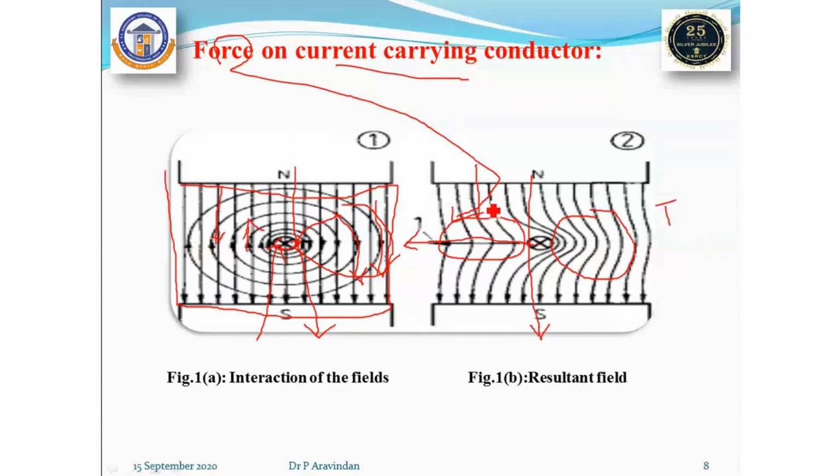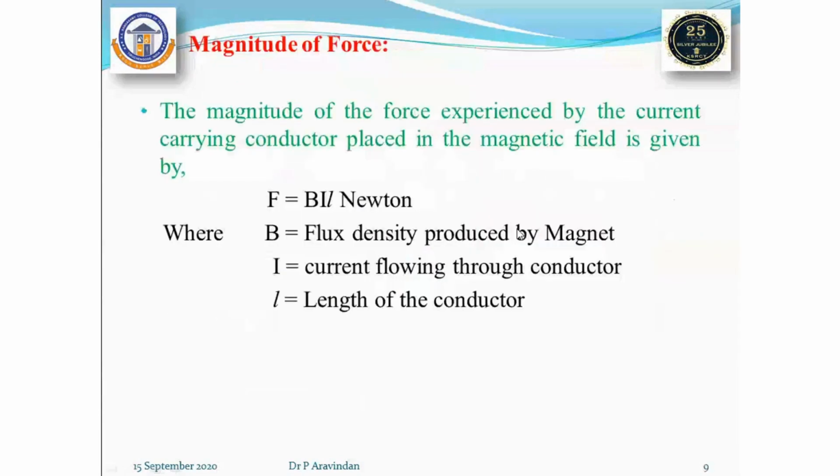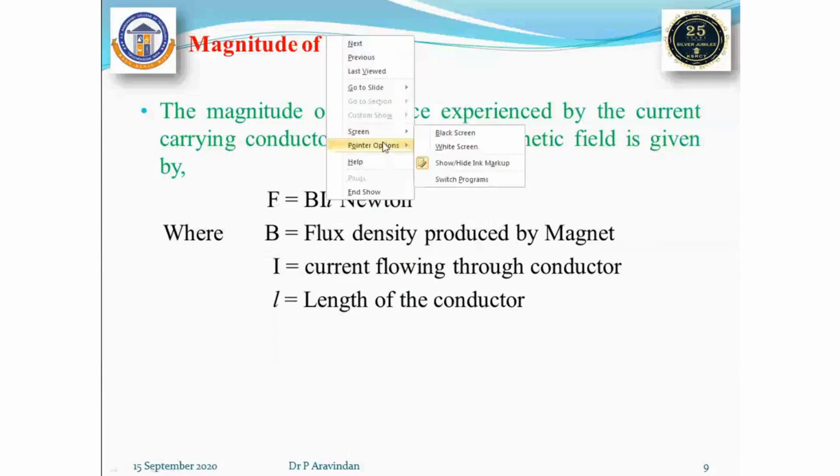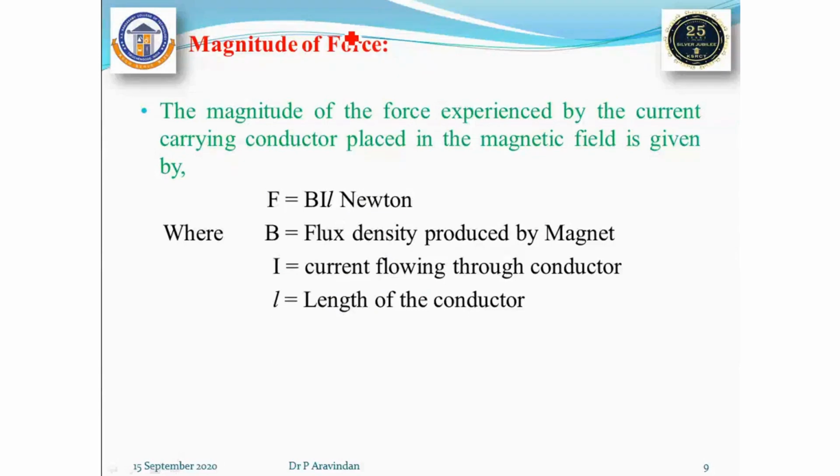Now what will be the magnitude of the force acted on the armature conductor, that also we have to recall. We have a small formula for how the force is calculated. The magnitude of the force experienced by the current carrying conductor placed in the magnetic field is given by BIL Newton. B is the flux density, I is the current flowing through the conductor, and L is the length of the conductor. So the product BIL Newton is the force acted on the conductor. In this way we have to understand how the force acts on the conductor.